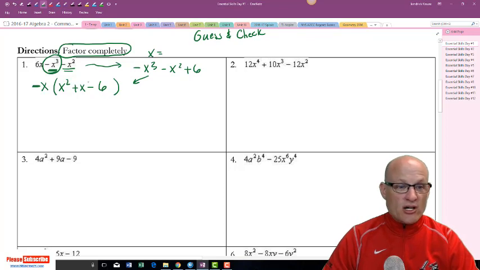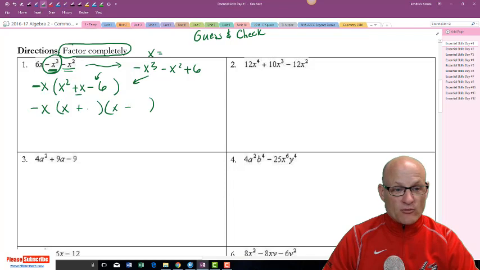Now, teachers love this. I don't know, that 6 at the end messes with kids a lot. I always say what multiplies to negative has got to be plus and minus, and they have to add up to negative 1, or positive 1. So that would be positive 3 and negative 2. So that would be factored correctly.